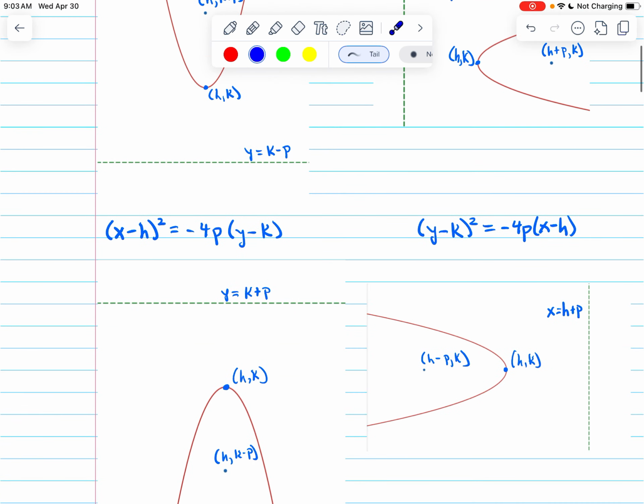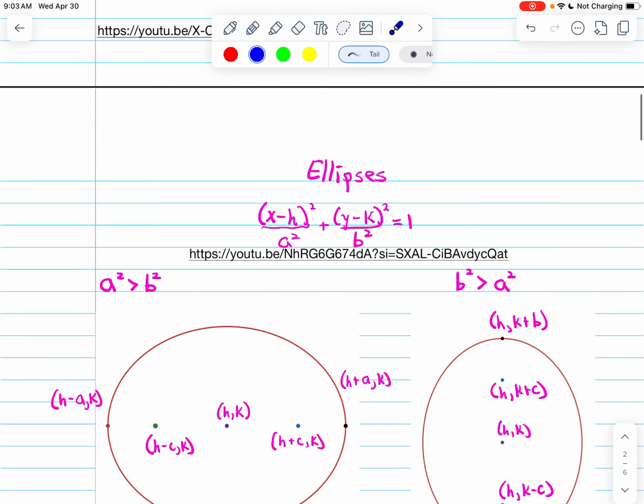Now, let's suppose we have a negative in here, like negative 4 times 5 or something like that. So here we get the vertex, (h, k), and this time we're subtracting from the h. See, h minus p to get to the focus. So we're subtracting to get to the focus. We're adding to get to the directrix, because we're going this way. So there's parabolas.